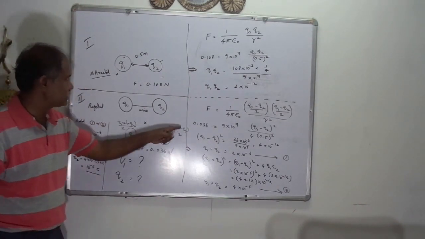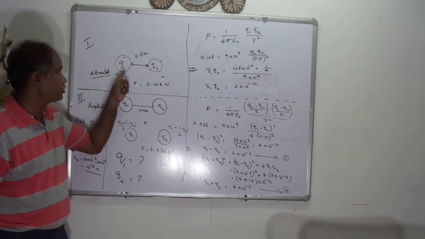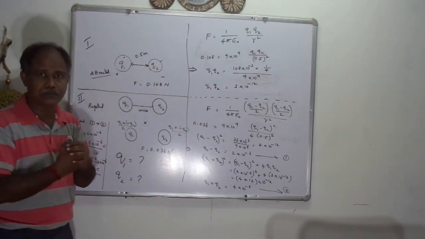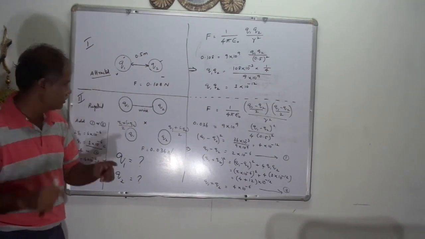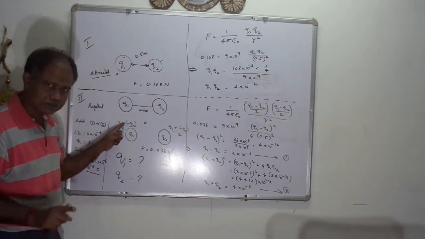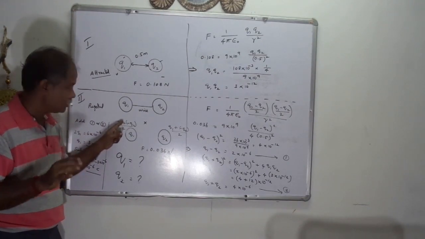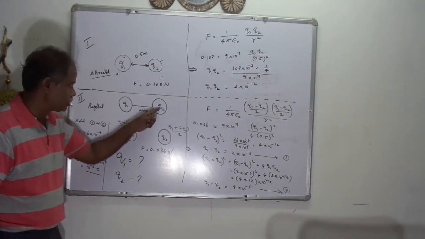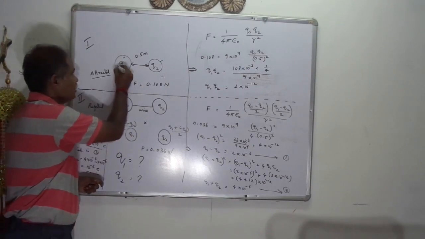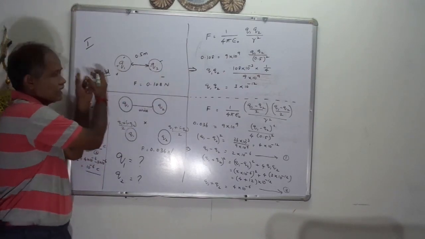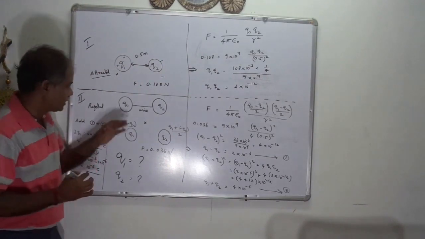Why do we use minus? This is attractive in nature. Attractive nature means one is positive and the other is negative. Are you able to understand? That's why we take the average: Q1 plus, here the Q2 charge is minus, that is minus Q2 by 2. This is positive, this is negative, only then is it attractive in nature. You take the average of this.